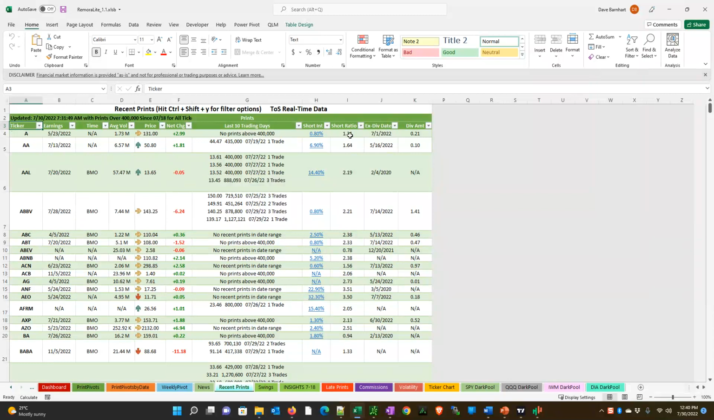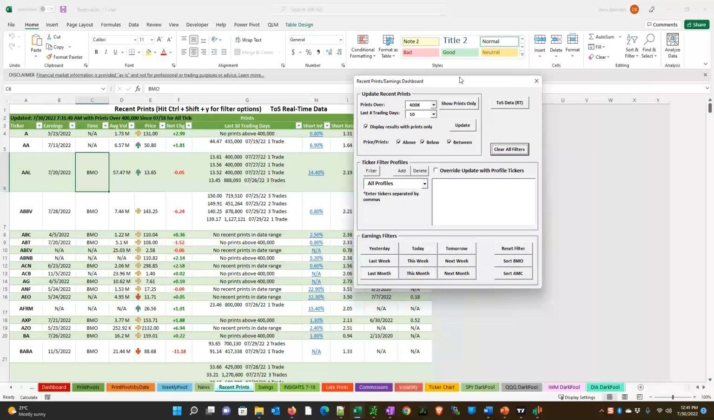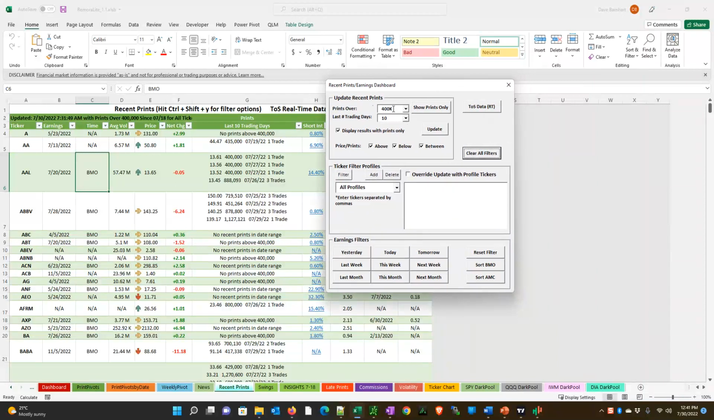We can see the short interest, the short ratio, days to cover. The higher this number, the more short interest there is. Some of you that are short traders prefer that. If there's a dividend, we see the ex-dividend date, and then the amount. It says hit Control Y or Control Shift Y for filter options. Similar to the watch list, this lets us say we're looking for prints over 400,000 for the last 2 weeks, and then we can just choose update, which I will do here.